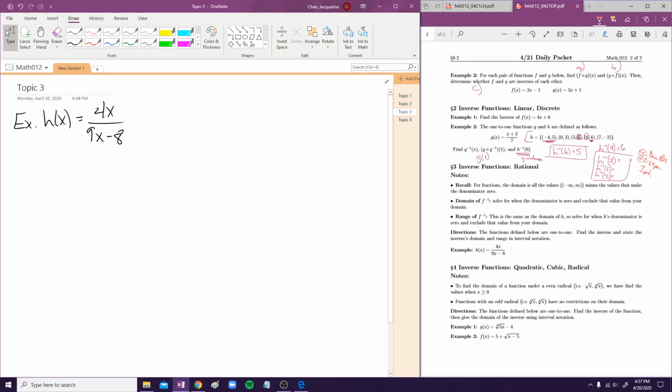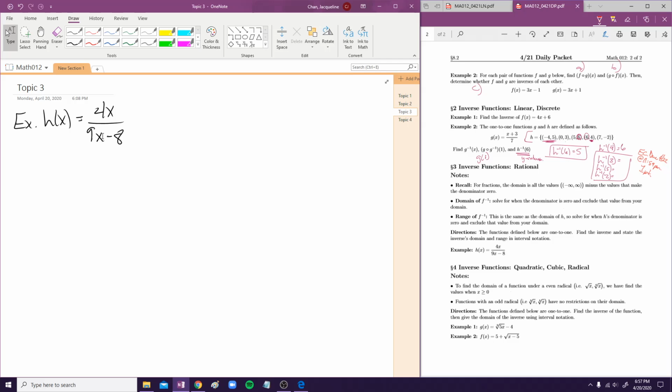So for section 3, we're still going to be working with inverse functions, but now we're going to look at rational inverse functions. Some notes here. Recall when we have fractions or rationals, the domain is all the values, from negative infinity to infinity, minus the values that make our denominator 0, the values that make our fraction undefined.